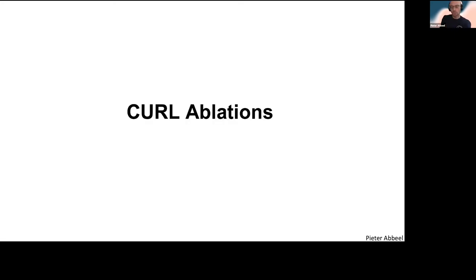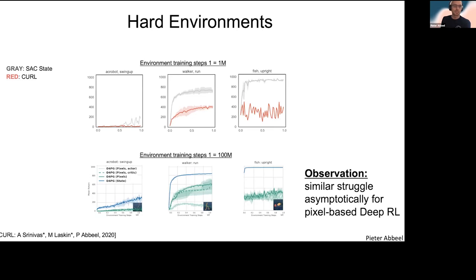So, now you might wonder, what are the most critical components in this setup? One of the things we looked at is, what are the environments where it struggled the most? And so Acrobot, SwingUp, Walker, and Fish environments from DeepMind Control Suite is where there is fundamentally a gap between Soft Actor-Critic from state in gray and doing CURL, which is Soft Actor-Critic plus contrastive loss from pixels. And this is even the case, if you look at the bottom, when we train for much, much longer pixel-based RL on these environments. So it seems like fundamentally there is something there that doesn't allow us to extract enough information from pixels to solve the task.